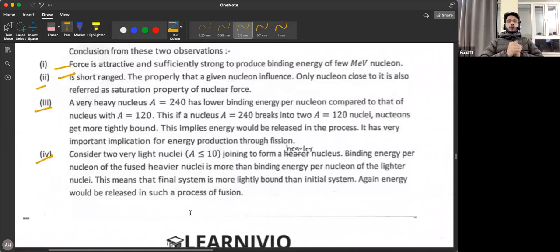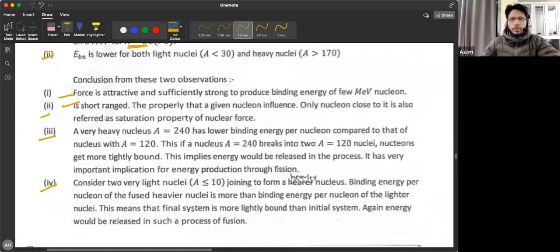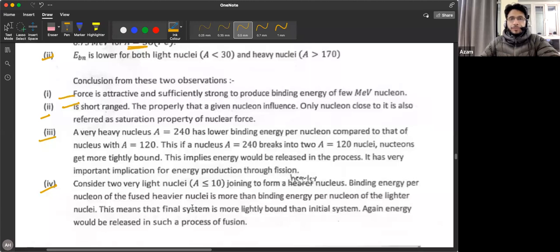So this nucleus topic is over. After nucleus, the next topic is semiconductor. I'm not starting semiconductor today. We'll start it in the next class. If I go slow, semiconductor will take two lectures. That's it, this small topic.